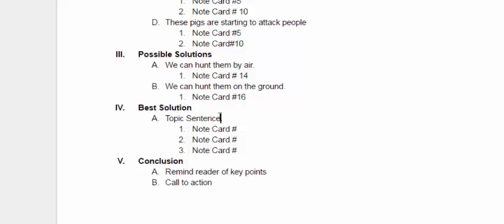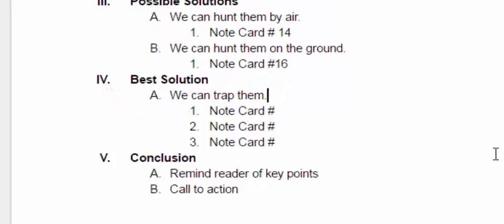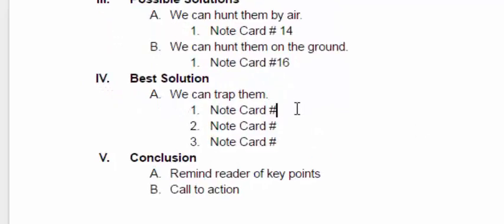My best solution cannot be hunting them from the air or hunting them on the ground, or, this is a common mistake, you can't say the best solution is a combination of the possible solutions. You can't do that either. Best is best. By definition, one above others. Best solution that I came up with, that I could find, is we can track them. And I saw that on card number 6, and card number 2, and card number 3.